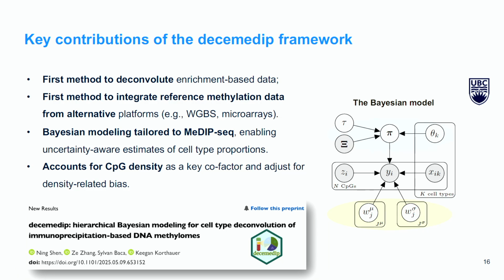It also accounts for CpG density, which was a key cofactor, and it can be used to address density-related issues. The paper is on arXiv and is currently under review, and we have already submitted a package to Bioconductor.